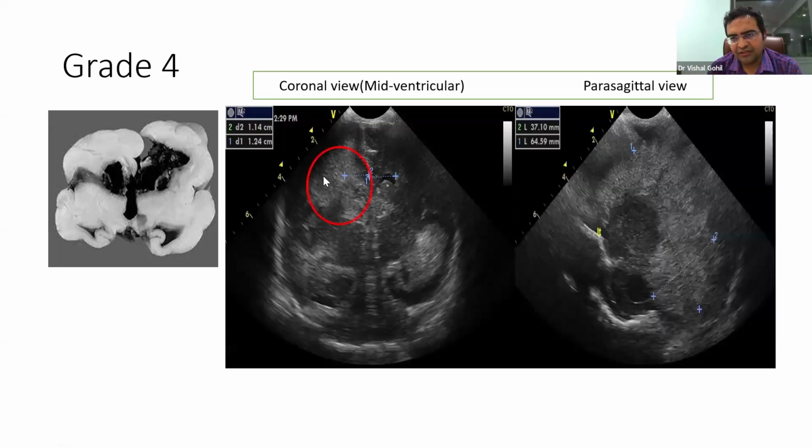Then how does it look in the parasagittal view? You can see the whole ventricle is filled up with blood, and you can't differentiate where the lateral ventricle border is. So there is a lot of echogenicity even outside of your lateral ventricle. That is your grade 4 IVH.